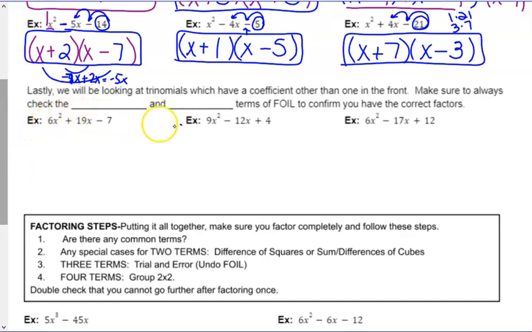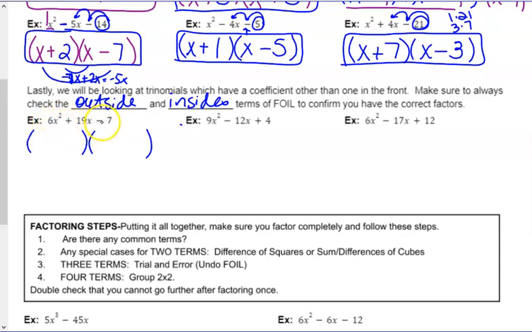So notice we have a 6 in front, a 9 in front, another 6. Make sure to always check the outside and the inside terms of FOIL to confirm or verify that you have the correct factors. So 3 terms, just like before. We have a trial and error situation, but this time we want to make sure that we are cautious of each of the front and the last.